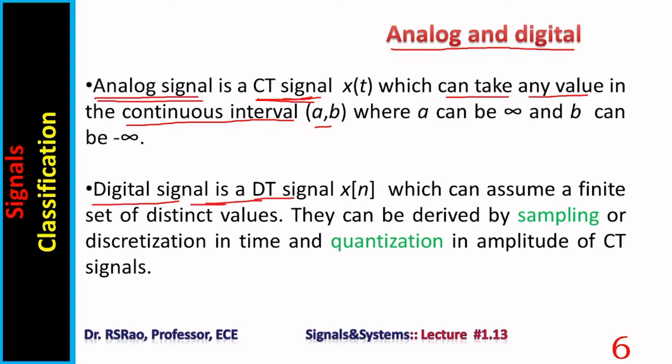Digital signal is a DT signal x of n, which can assume a finite set of distinct values. They can be derived by sampling or discretization in time and quantization in amplitude of CT signals. So this second sentence of the second bullet point gives some information regarding the digital signal and CT signal connection.